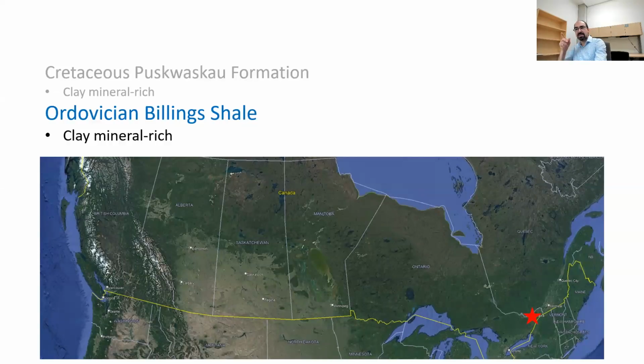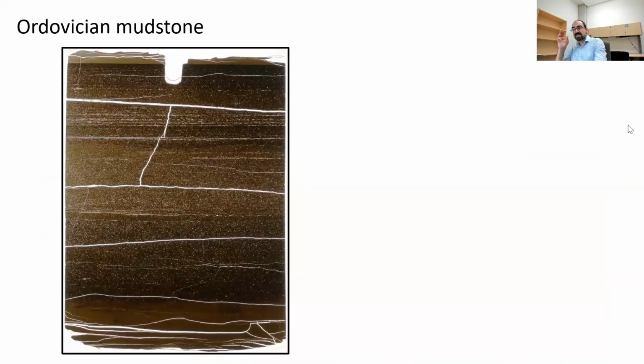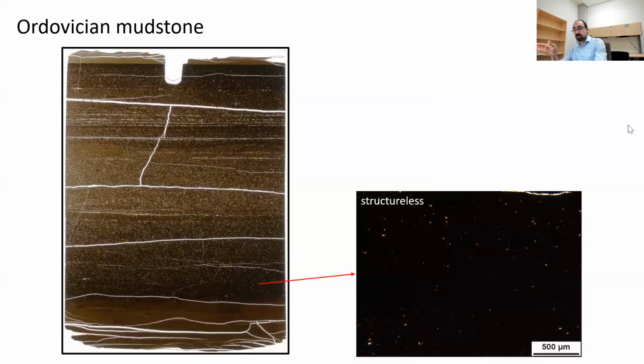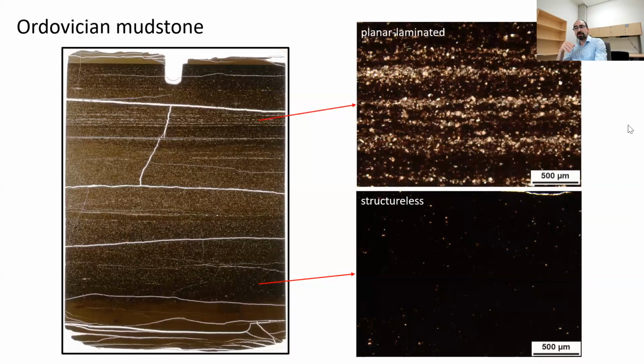Let's look at another example. This is the Ordovician Billings Shale, an Ontario case study here in Ottawa, for example. Also clay mineral rich. We see the same sedimentological motifs that we see in the Pasquascal Formation. Mud is either structureless or it's planar laminated.